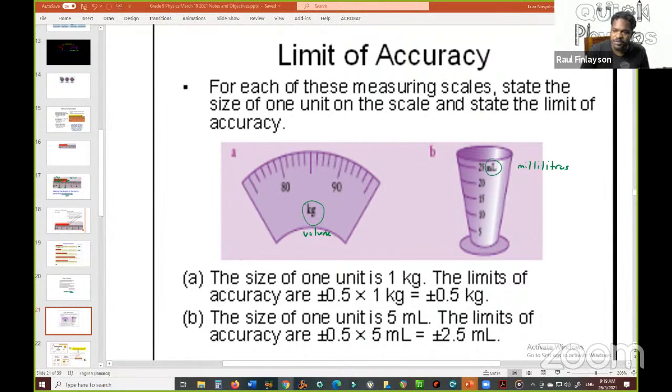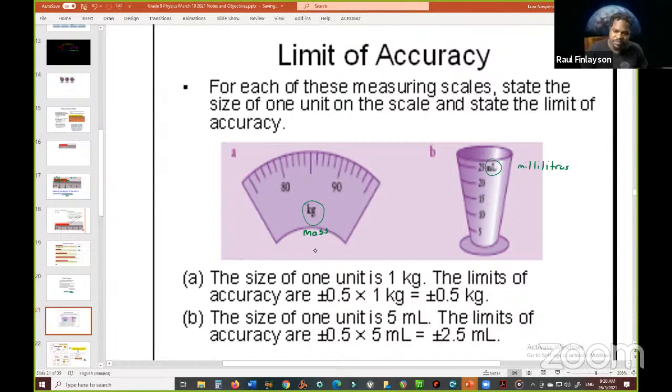So then we have the mass measured in kilograms. Sorry, I made a mistake here. I don't know why I put volume here. It's actually mass. My bad, forgive me. Okay, here we go. So the size of one unit is 1 kilogram. The limits of accuracy are plus or minus 0.5, and it's saying plus or minus 0.5 times 1.